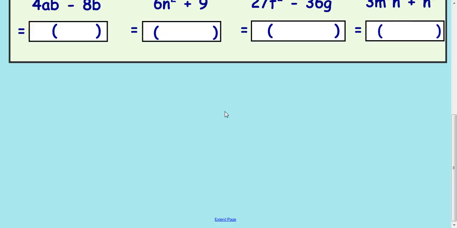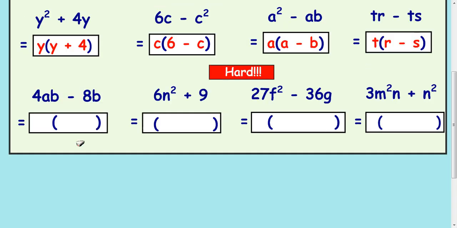Okay, on to the final ones here. Looking at this, the first thing I want to do is take out a number. So I need the highest common factor of 4 and 8, and that will be a 4. But there's also a letter that appears in both bits, so I can take that out as well, that's a b. So I take the b outside the bracket. Now 4b times what makes 4ab? Well, it's only the a that's missing here, so I need the a there. I have a takeaway, and 4b times what makes 8b? Well, I need to double that, so I need a 2.